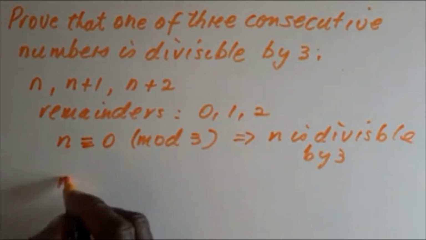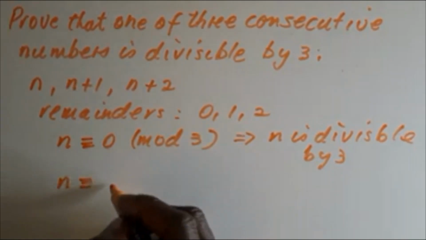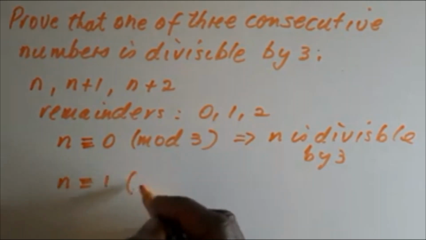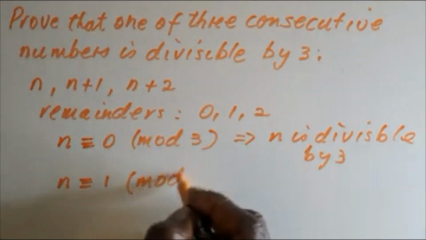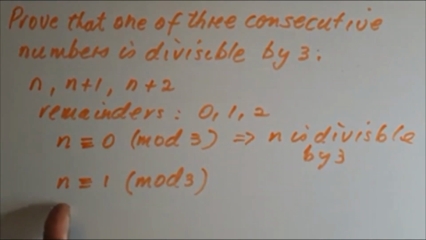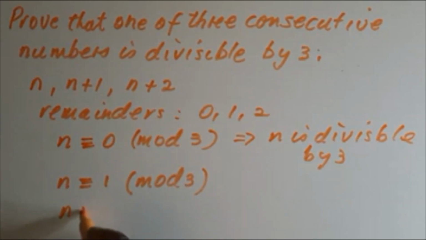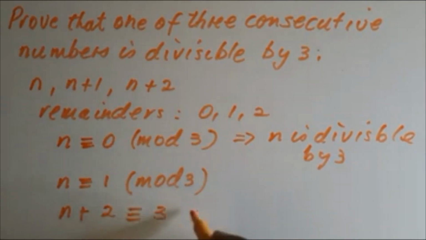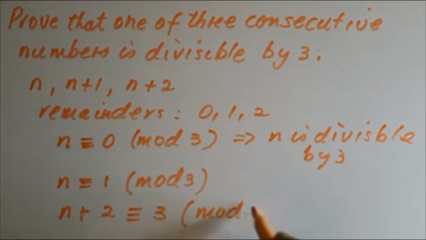What about if we have n congruent 1 mod 3? So now if we add 2 to both sides of this equivalent sign, we have n add 2 is congruent to 3 mod 3. And we do know that further to this, in fact, we can write this in the same line here.